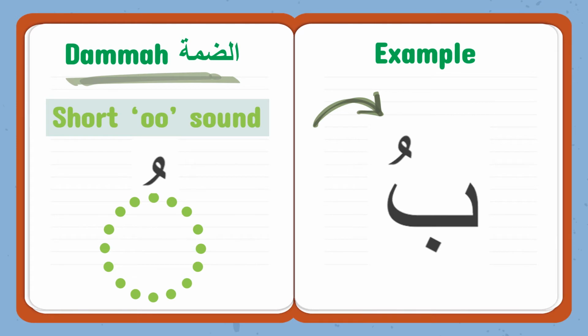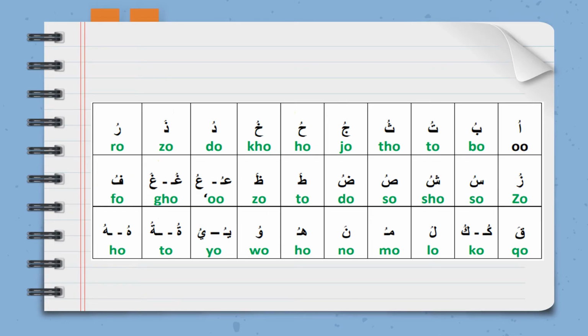Let's try another example. Jim. The original sound of the letter jim is j, and with Dammah on top, it will be read as ju. Now let's look at the other letters with Dammah. Alif will be read as u, ba as bu, ta as tu, tha as thu, ja as ju, ha as hu, and so on.